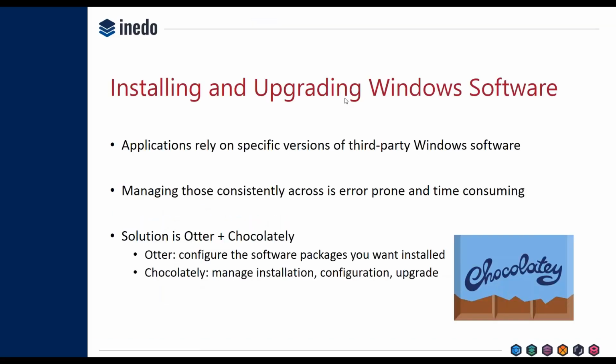Let's talk about how you can install and upgrade software on your servers using Otter. First, the biggest challenge that you have with a lot of third-party Windows software is that a lot of times the applications rely on very specific versions of a tool or utility being installed. And when you have even just a few servers, going in and making sure that you have the right version of the software installed with the right dependencies and all of those things is fairly bothersome and also error-prone and time-consuming.